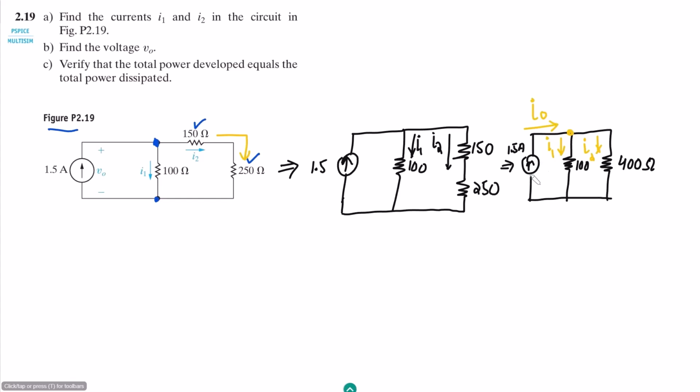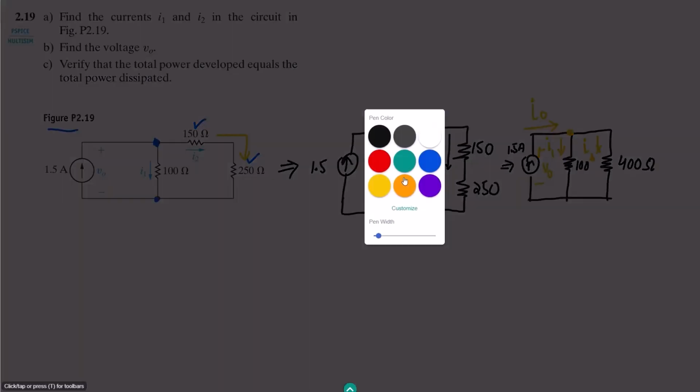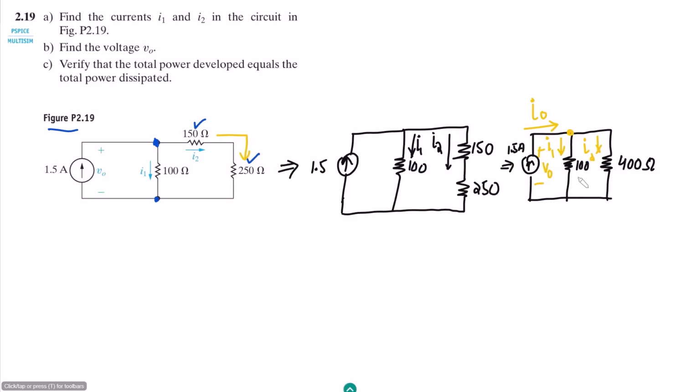The value of I naught is 1.5 amperes and the voltage V naught is here. From this diagram we need to find all the values: V naught, I1, I2, and all those values.